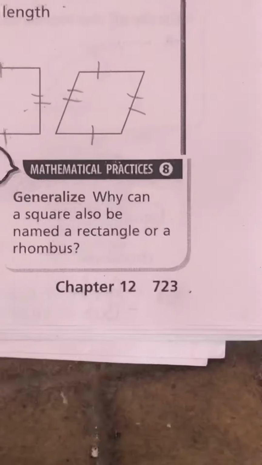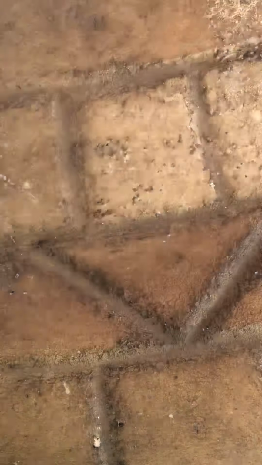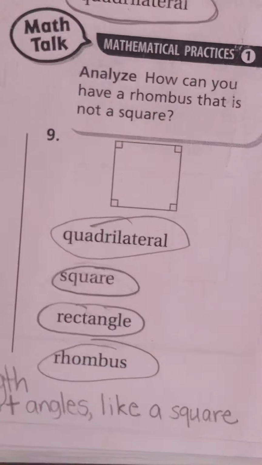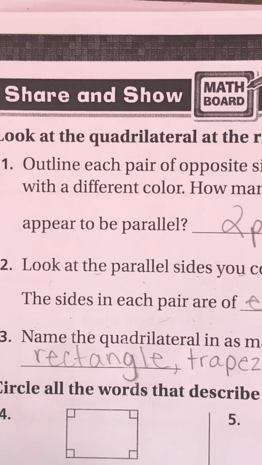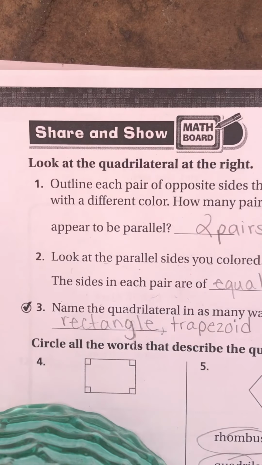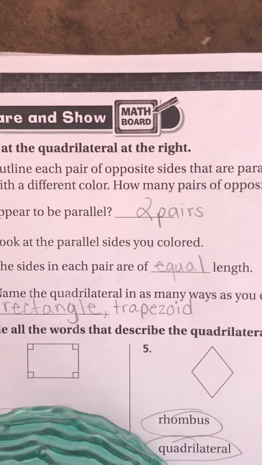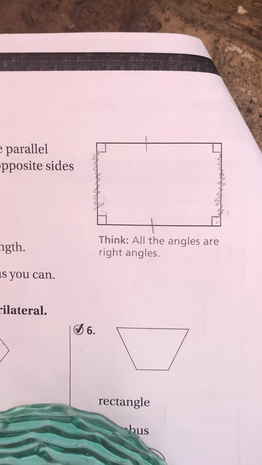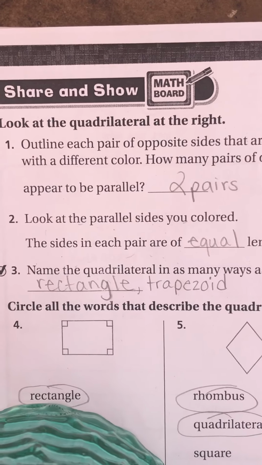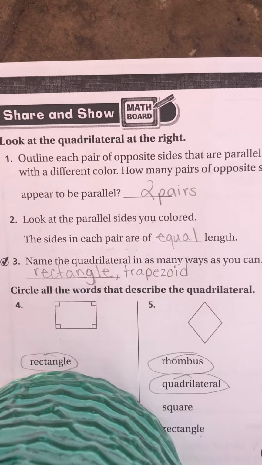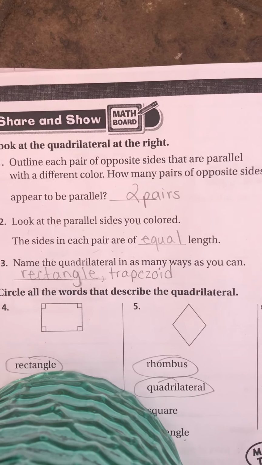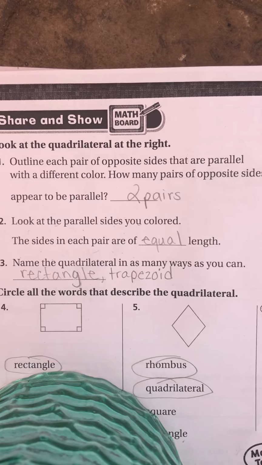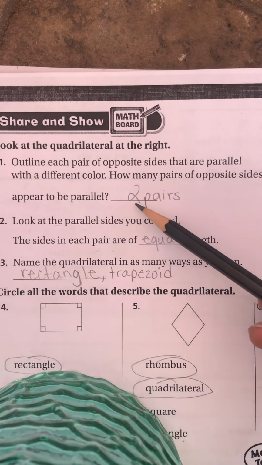All right, now let's move on to the next page, 724. It says share and show. It says look at the quadrilateral at the right. So let's look at it. There it is. It says outline each pair of opposite sides that are parallel with a different color. How many pairs of sides appear to be parallel? Your answer should be 2 pair.